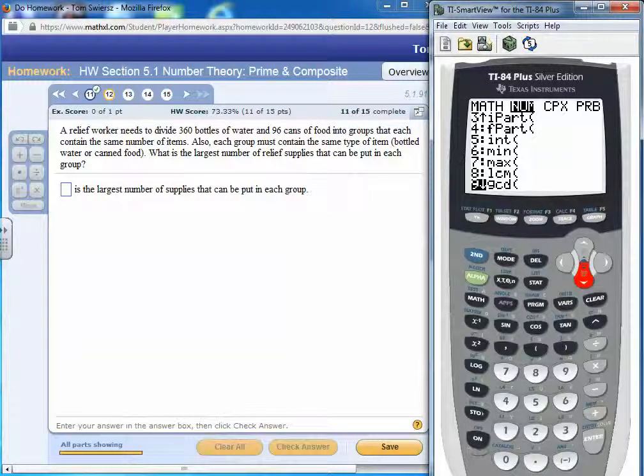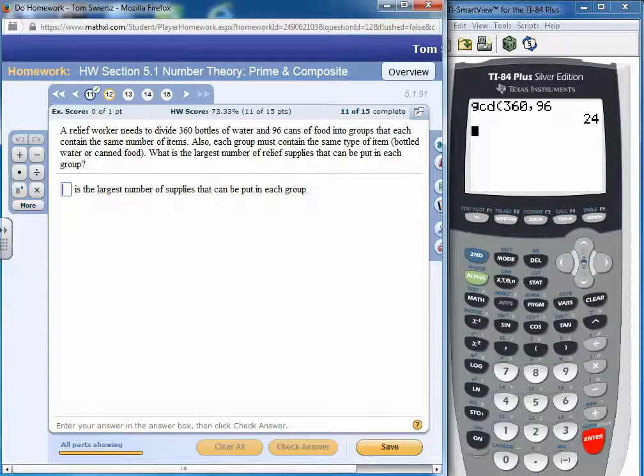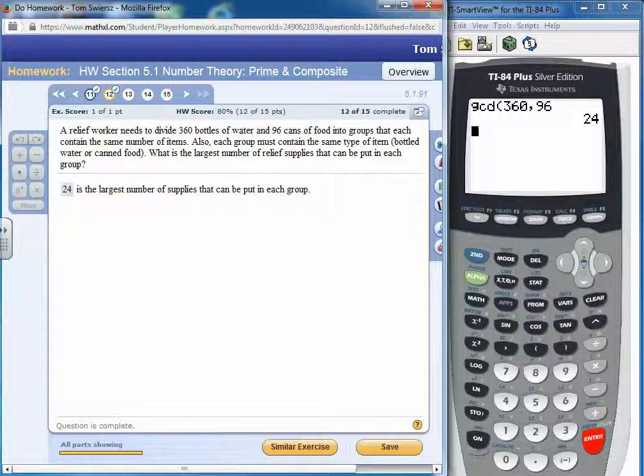When we highlight that, we hit enter, and then we can put in the first number and then a comma, which is above the 7, and then the second number, and then you don't even need a right paren. Go ahead and enter, and it gives us our greatest common divisor. So in this case, 24 would be the largest number that would divide both of the relief supplies evenly.